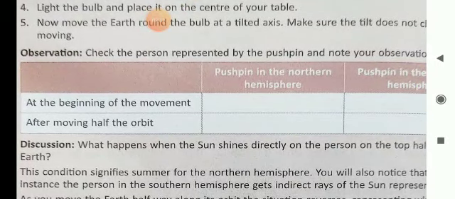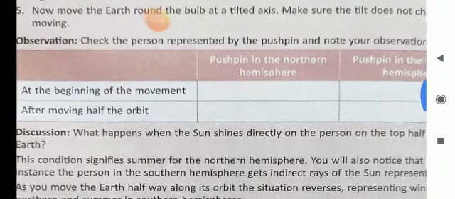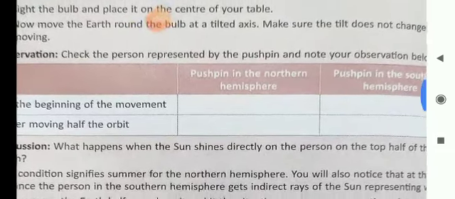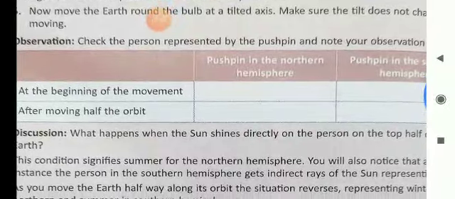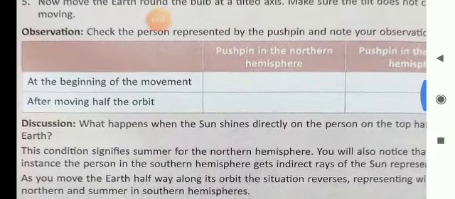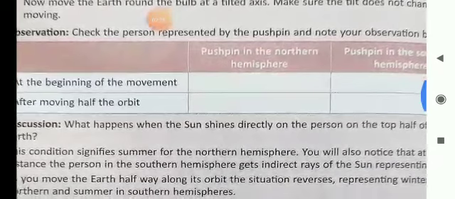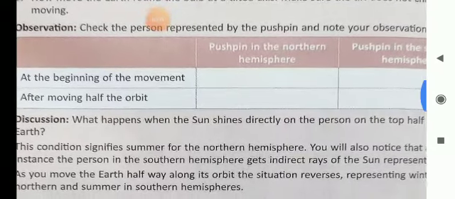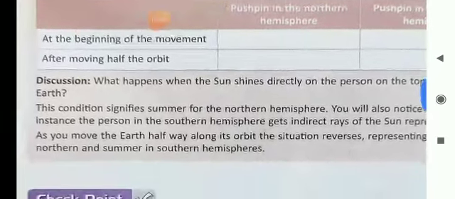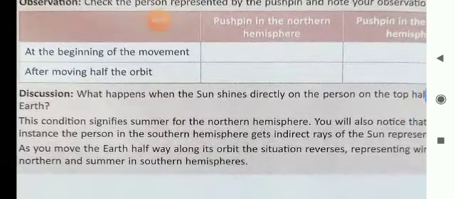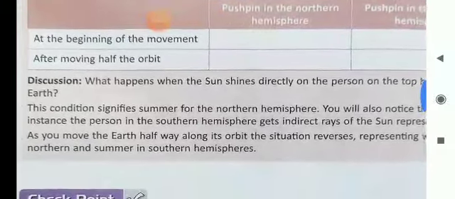Now observation. Check the person represented by the push pin. जो दो पिन हम लोग लगाए थे उसको चेक करना है. At the beginning of the movement, the two push pins in the northern hemisphere and in the southern hemisphere both, and after moving half the orbit. What happens when the sun shines directly on the person on the top half of the earth?